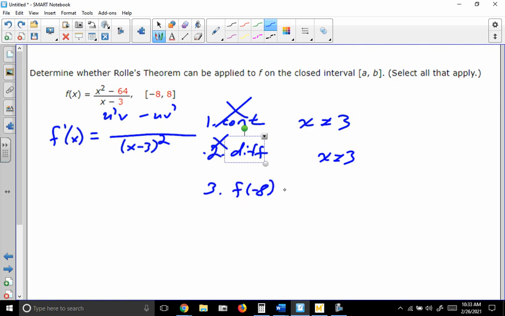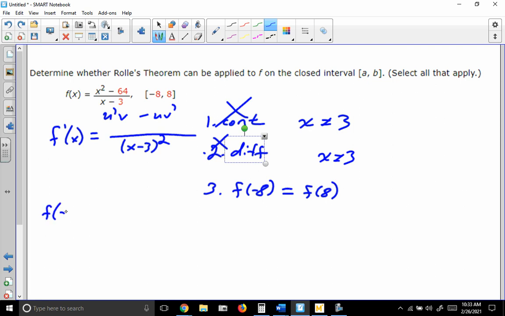But we already know that Rolle's theorem does not apply. The only reason I'm doing this is that on homework, it's going to ask you to check off for which reasons Rolle's theorem is not applicable. So it's not continuous, it's not differentiable. So we know it doesn't apply. Let's see if this one would also disqualify.